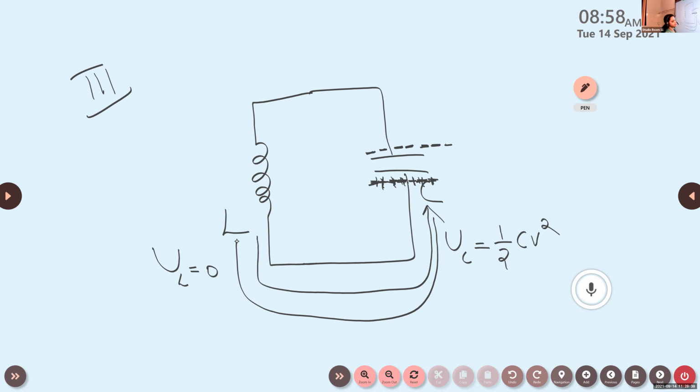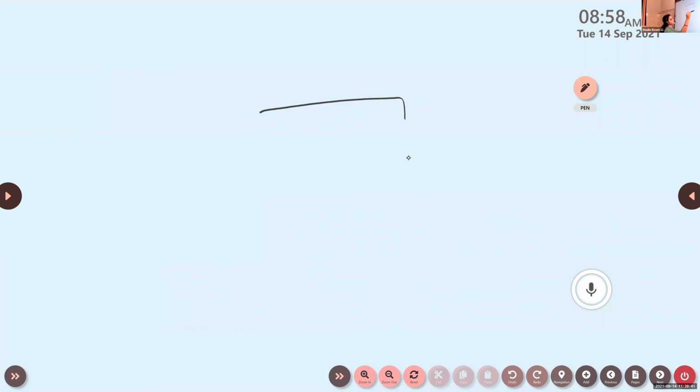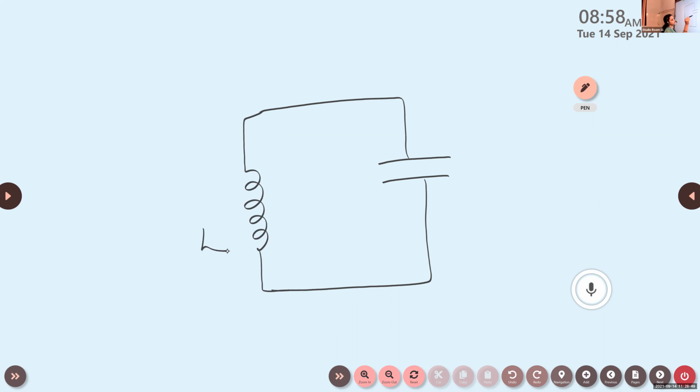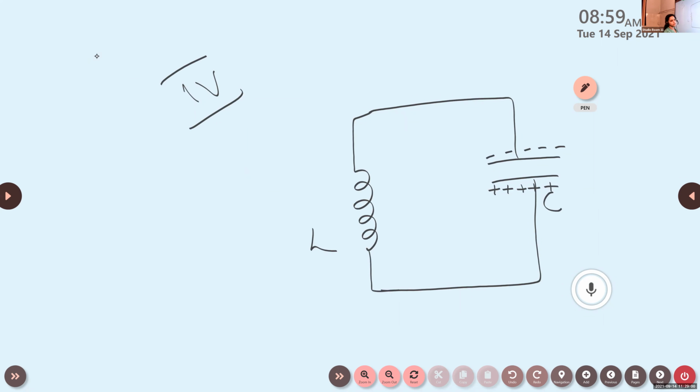So in the fourth case, here we have the inductor, this is the capacitor. Here the plate is positive, here we have negative. After attaining the maximum charge, the capacitor started to discharge. Then the charge from the capacitor reaches the inductor in a backward direction, from positive to negative, just opposite to that of the initial case.